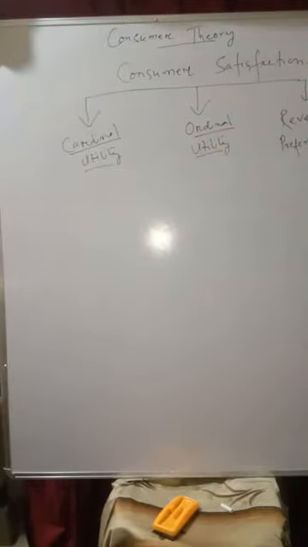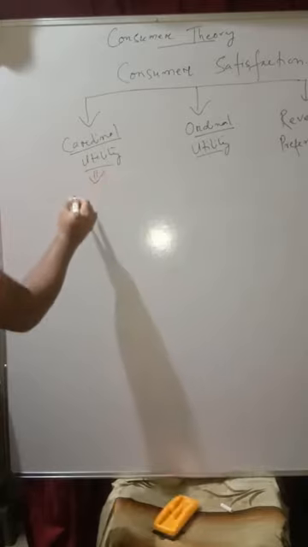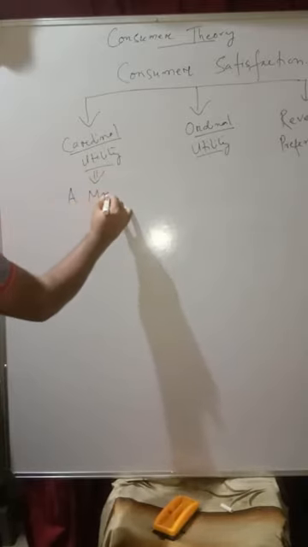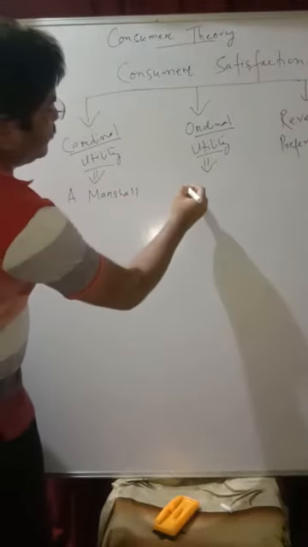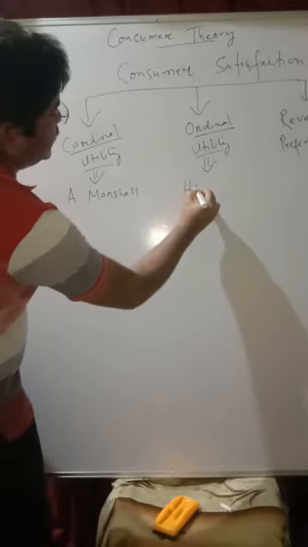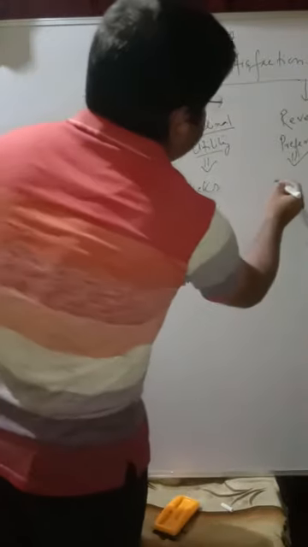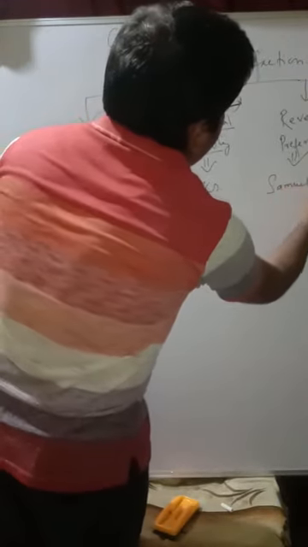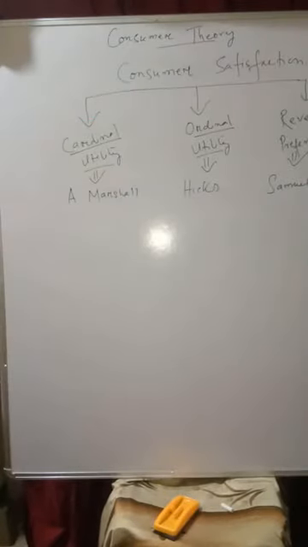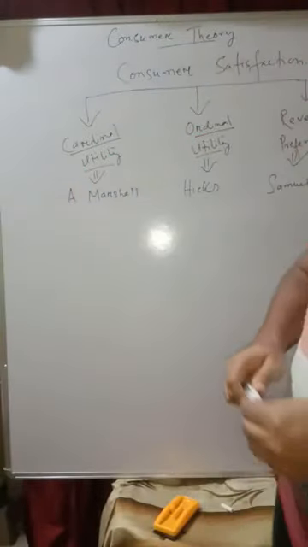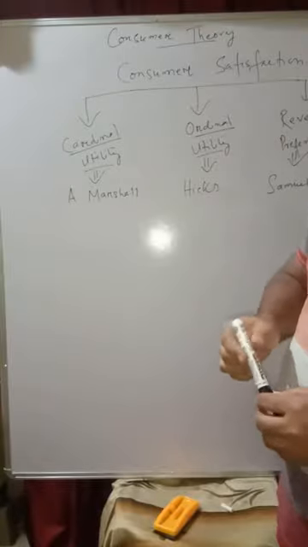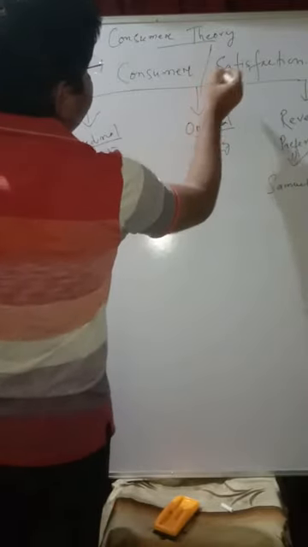So cardinal utility was developed by Alfred Marshall. Ordinal utility was developed by Allen and Hicks. And revealed preference theory was developed by Samuelson. So these are the three different approaches: cardinal utility, ordinal utility, and revealed preference, to derive the consumer satisfaction level, or to derive the consumer equilibrium. That is called consumer's equilibrium.